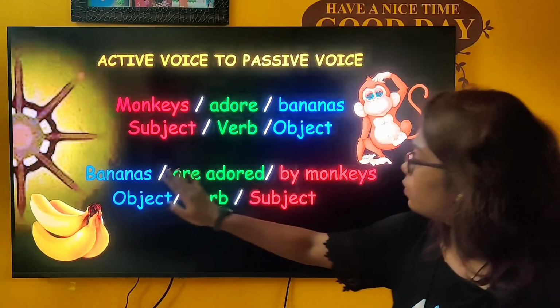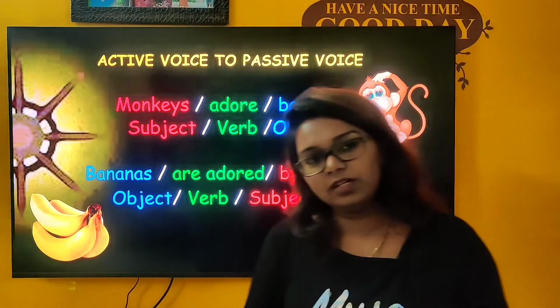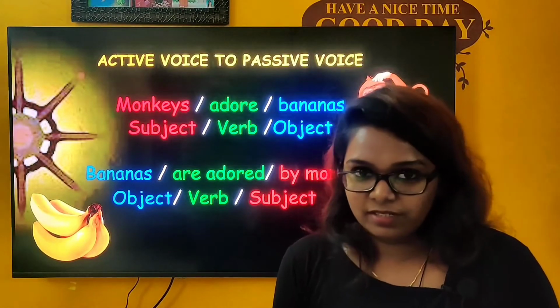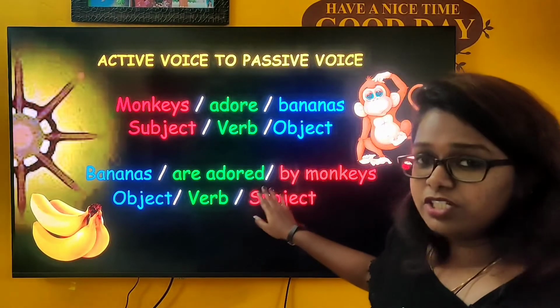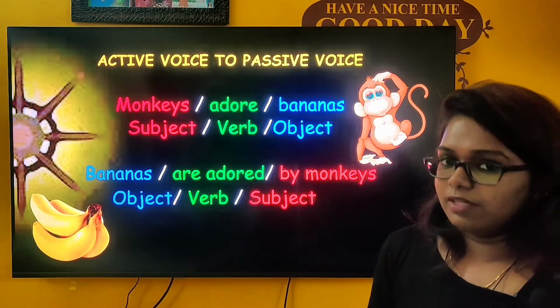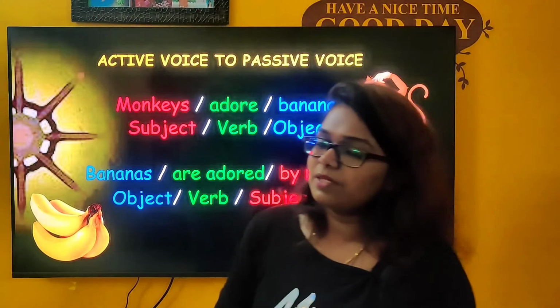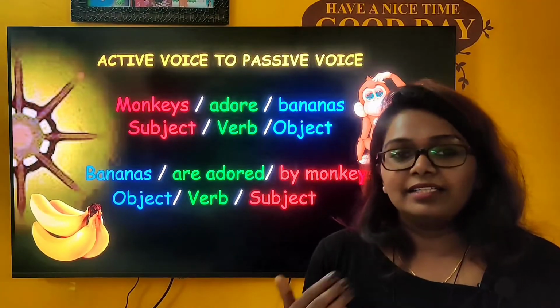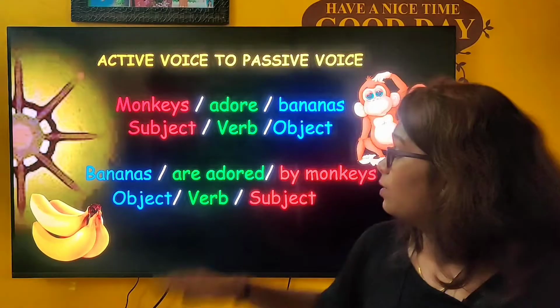One more thing we have to keep in mind is the preposition. We use a preposition here. It's very important for the doer of the action. In some sentences, the doer of the action is not important. In those places we omit the subject.